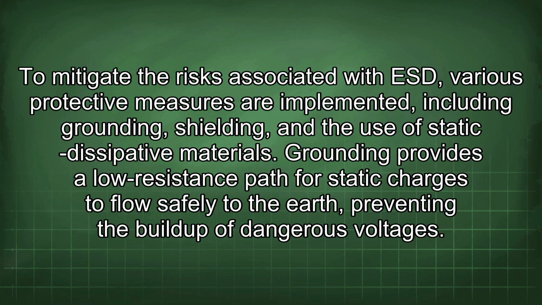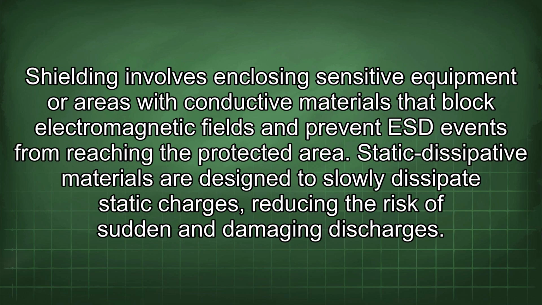To mitigate the risks associated with ESD, various protective measures are implemented, including grounding, shielding, and the use of static dissipative materials. Grounding provides a low-resistance path for static charges to flow safely to the Earth, preventing the buildup of dangerous voltages. Shielding involves enclosing sensitive equipment or areas with conductive materials that block electromagnetic fields and prevent ESD events from reaching the protected area. Static dissipative materials are designed to slowly dissipate static charges, reducing the risk of sudden and damaging discharges.